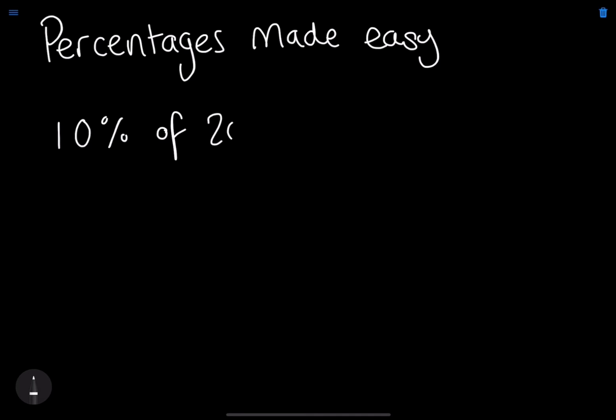So we'll start really simply with 10% of 20. Now 10% is simply 10 100ths and 20 is simply 20 over 1, so 20 ones. Now we can start cancelling out some zeros, and what we end up with is actually 1 over 1 times 2 over 1. Now 1 over 1 is simply just 1, and 2 over 1 is simply just 2. So we end up with 1 times 2, which equals 2. So that's a really simple one.